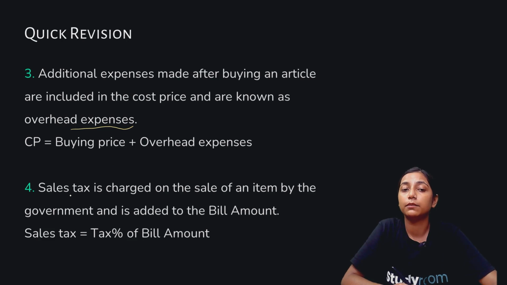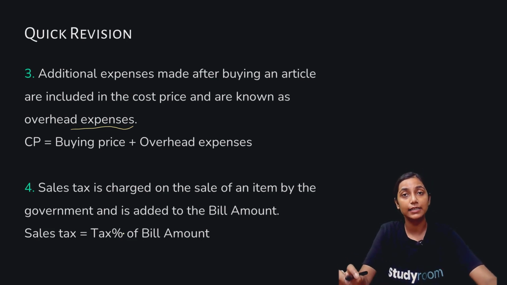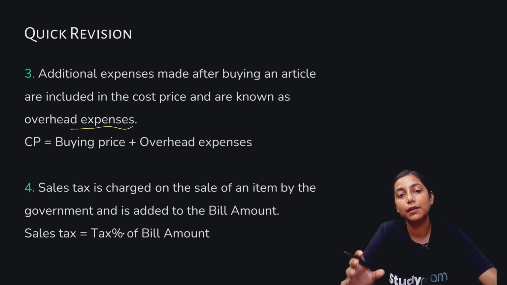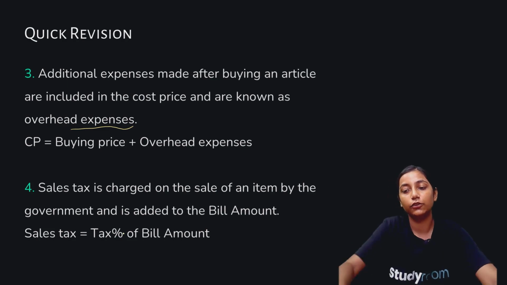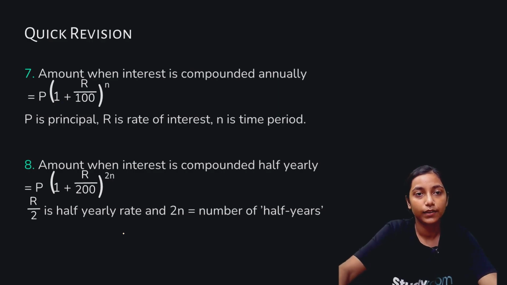Another thing we learned was about the sales tax. Now, sales tax is charged on the sale of an item by the government and it is added to the bill amount. How do we find sales tax? The tax percentage that is given to us, in order to find the sales tax from the tax percentage, we just multiply the tax percentage with the bill amount.